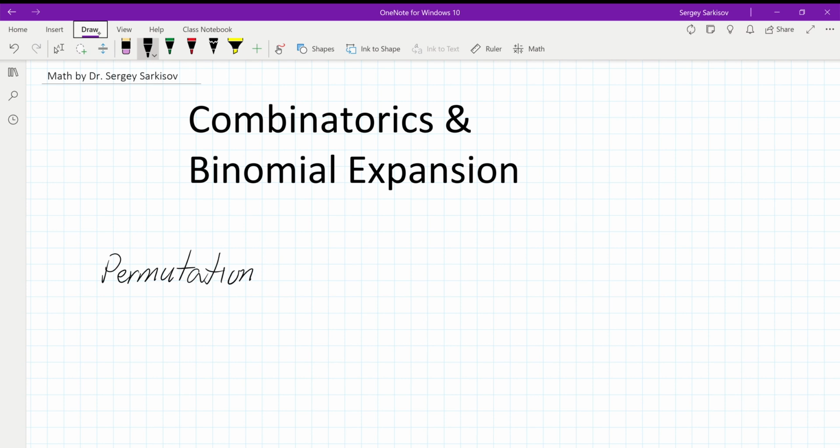Permutations, and this is in general combinatorics, so we'll put the word combinations also. But what is this? How do you order things? How do you select how many things there are? How many patterns? How many possibilities? Right. So let me ask you a question as follows.